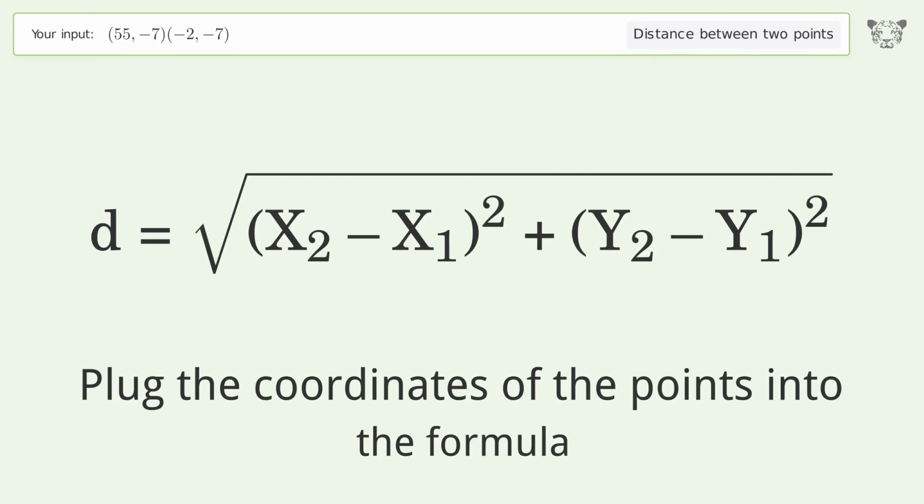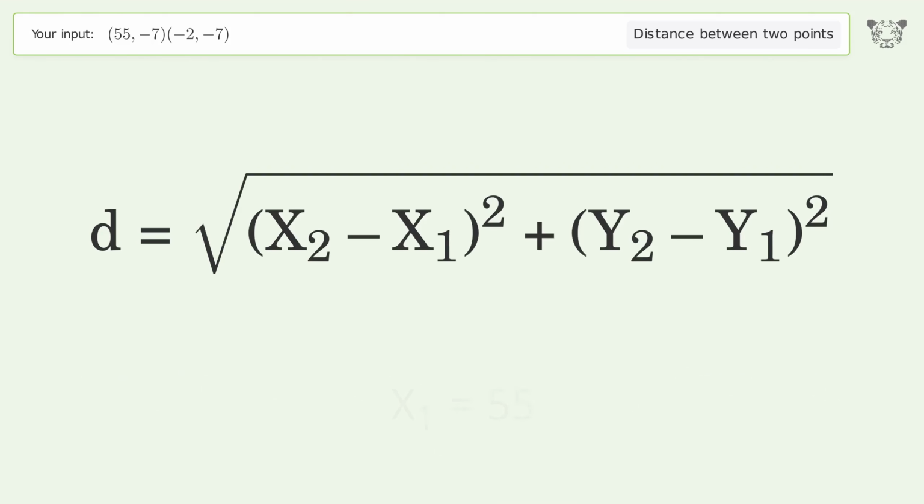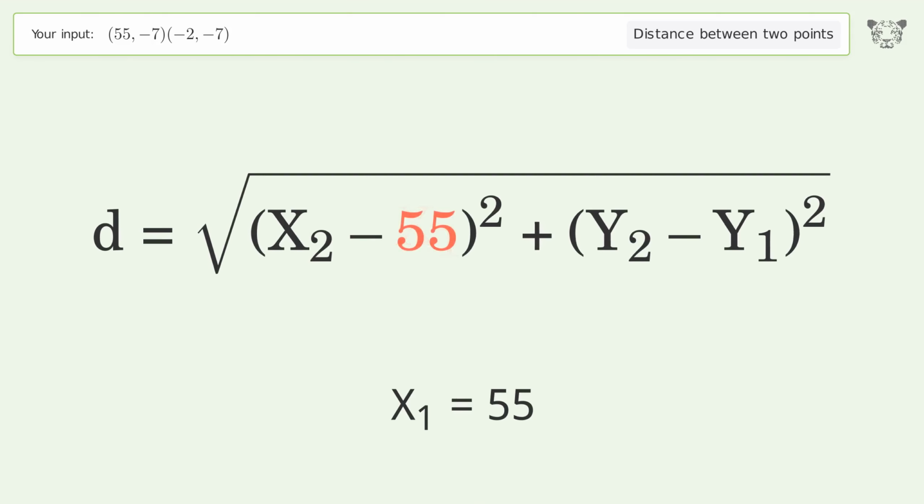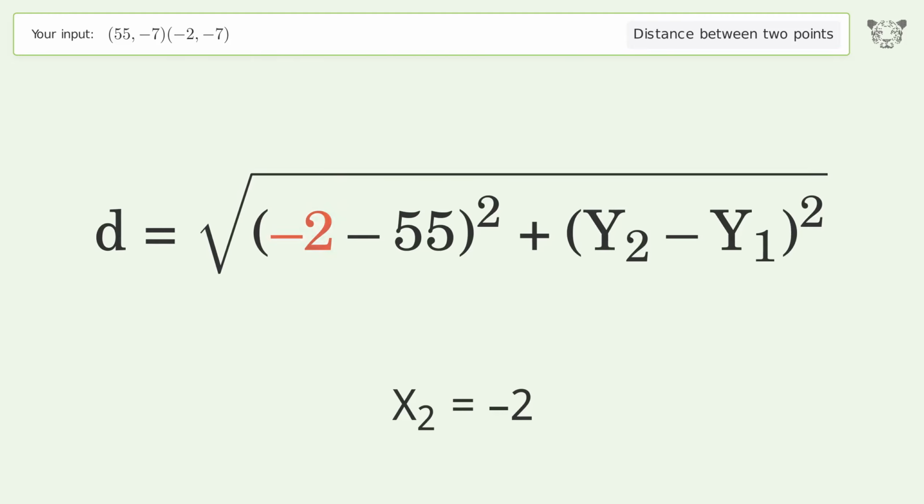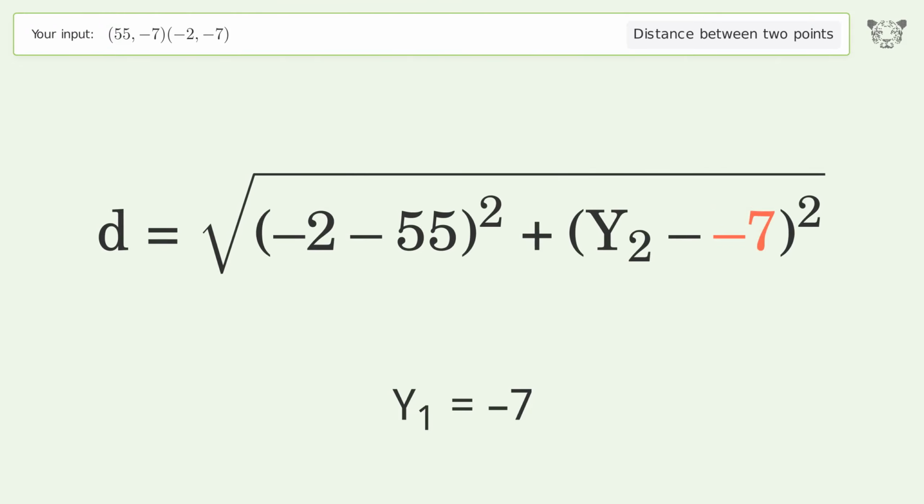Plug the coordinates of the points into the formula. x1 equals 55. x2 equals -2. y1 equals -7. y2 equals -7.